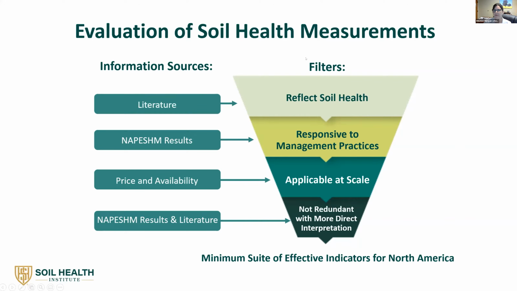So first of all, we have these filters, right? Does the measurement reflect soil health, or is it a reflection of something else just as important, but not specifically an improvement, or is it something we expect for soil to change due to management? Once those measurements went through that, and of course, the information we use for that filter is really the literature, our soil knowledge. The next filter was, are the measurements responsive to management practices?